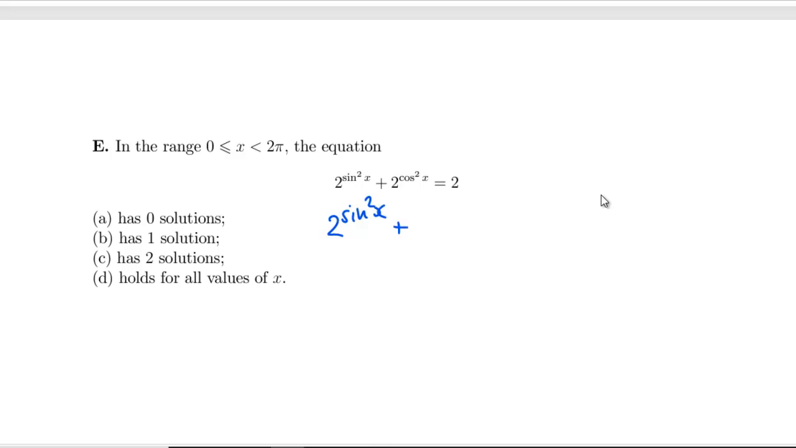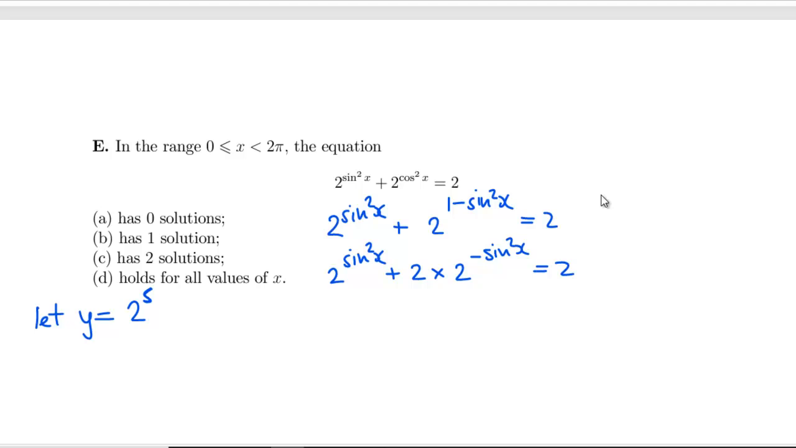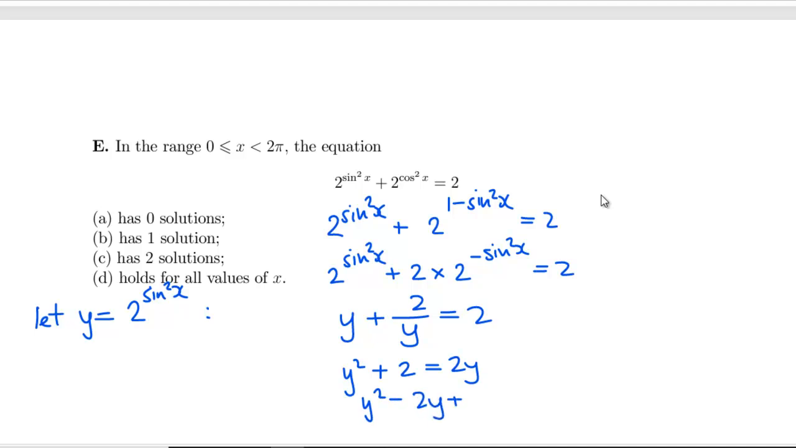So 2 to the power of sine squared x plus 2 to the power of 1 minus sine squared x is equal to 2. So that is 2 to the power of sine squared x plus 2 times 2 to the minus sine squared x is equal to 2. So now we can do our substitution. Let y be 2 to the power of sine squared x. This gives us y plus 2 divided by y is equal to 2. Y squared plus 2 equals 2y. Y squared minus 2y plus 2 equals 0.